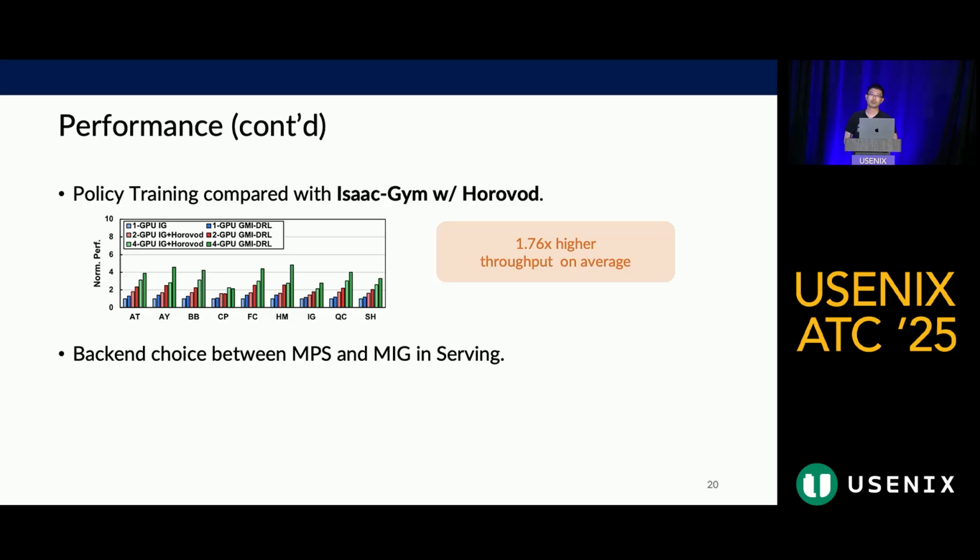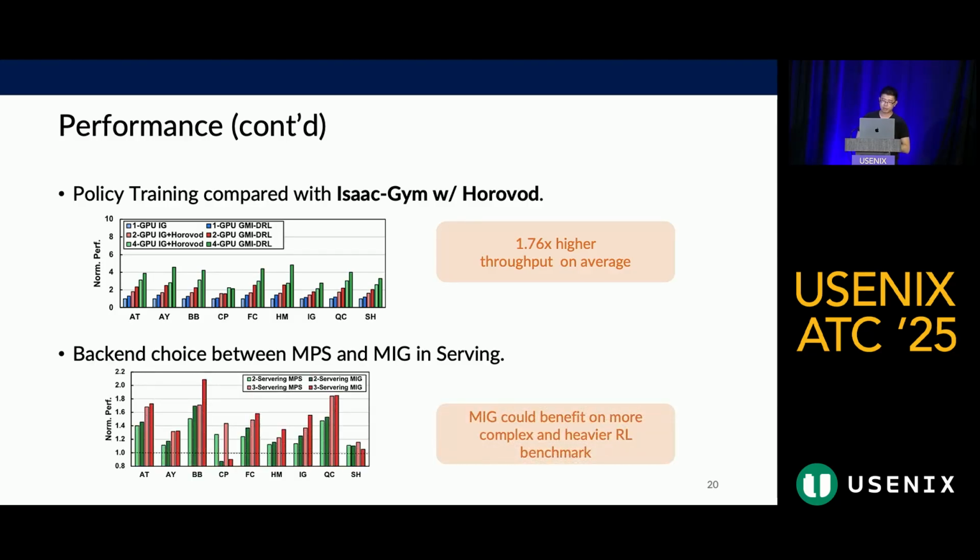Lastly is a short comparison among different techniques we used for instances. For example, here we have MPS and MIG in the serving. What I observed is that for serving situations, MIG actually performs better because of its lower-level isolation of resources, such that it can avoid more interference among different instances. But for communication-heavy settings, for example policy training, MPS would perform better because it can lower the cost of data movement among different instances.